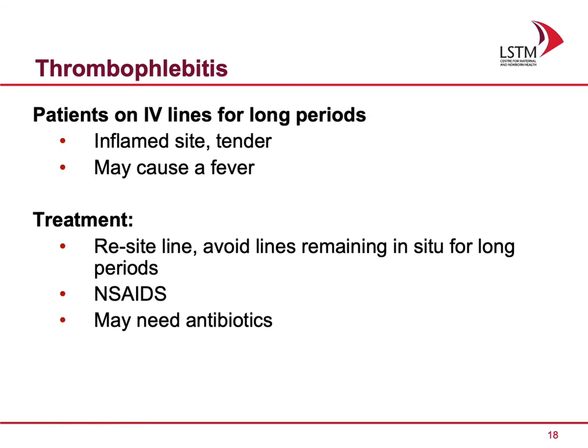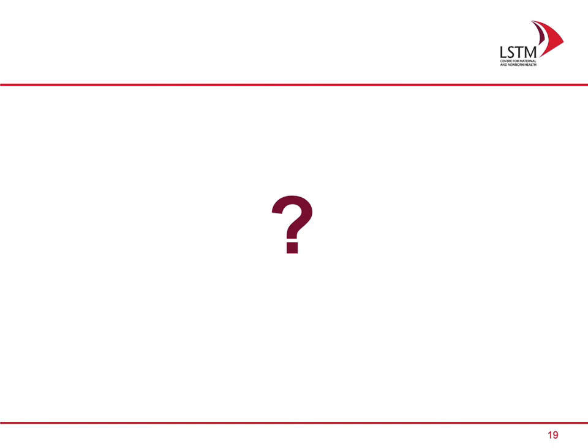Thrombophlebitis, this is important to remember because people can be on intravenous lines for long periods of time and the line can become infected, so there will be an inflamed site and tenderness along the line of the vein, and there may be fever. So it's important that we resite intravenous lines regularly and avoid them remaining in situ for long periods. You could treat in the postnatal patient with NSAIDs and also antibiotics as necessary. So that's just a few of the common issues surrounding sepsis in the mother.